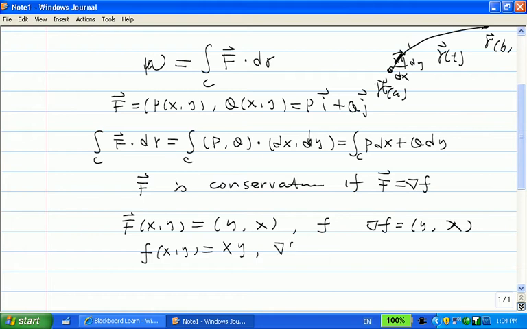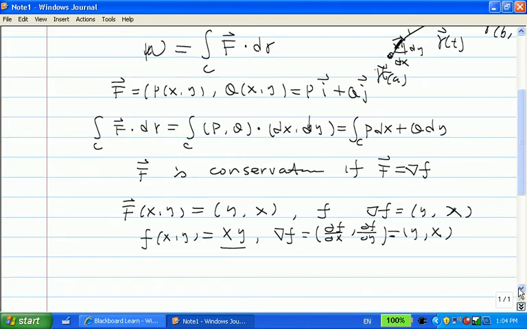What is the gradient of f? The gradient of f is a vector. How many components depends on how many variables f depends on. If small f depends on two variables, then the gradient of f is a vector with two components: the first is partial f with respect to x, the second is partial f with respect to y. Take the partial derivative with respect to x: you treat y as a constant, so it gives you y. Then partial f with respect to y gives you x.